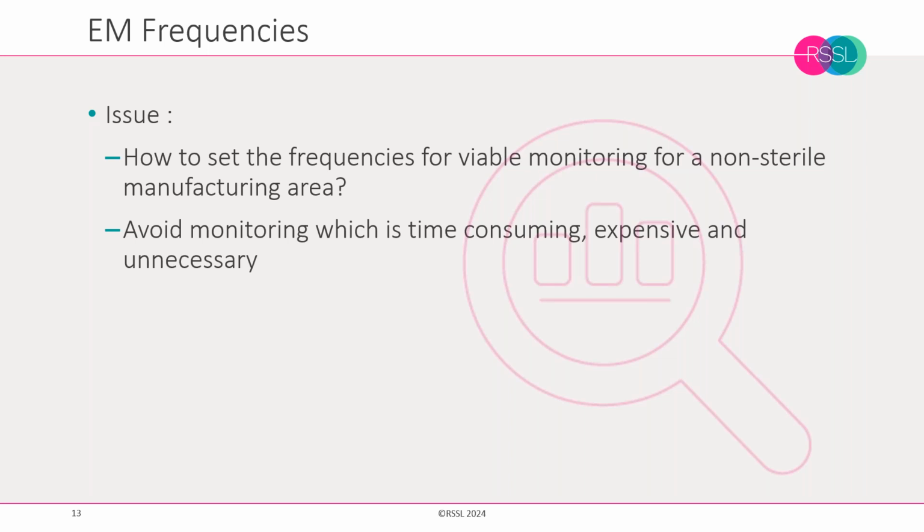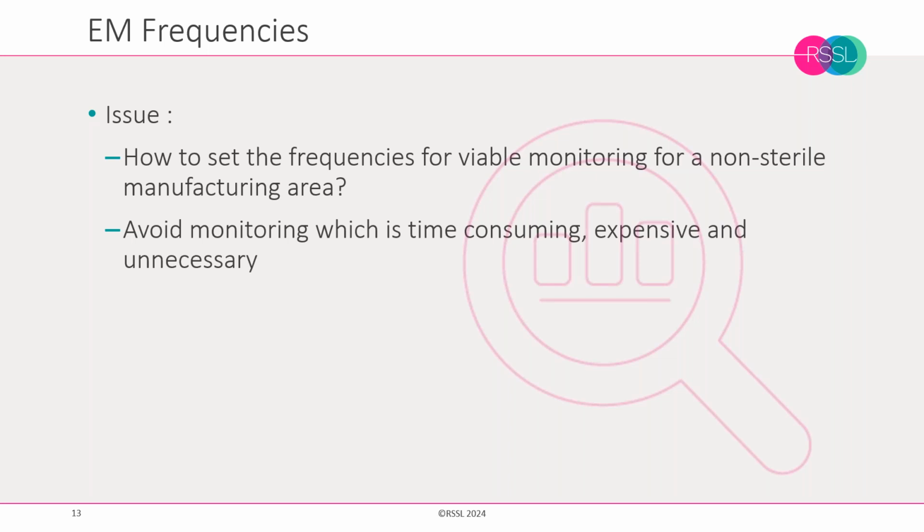So how do we set frequencies for the viable monitoring for a non-sterile manufacturing area? Now, by non-sterile manufacturing, I'm referring to those areas outside of direct sterile production. So we'll have sterile facilities with grade C and D areas, and then we're also going to have non-sterile pharmaceuticals. So hopefully some of the information we'll be discussing will be suitable for both types of pharmaceutical manufacturing.